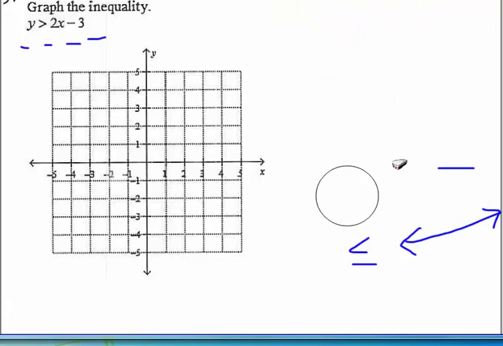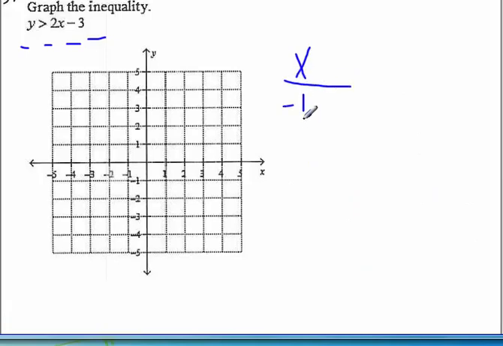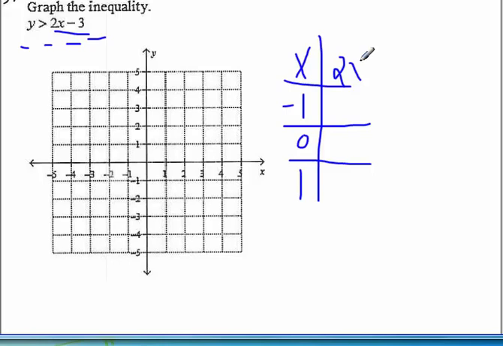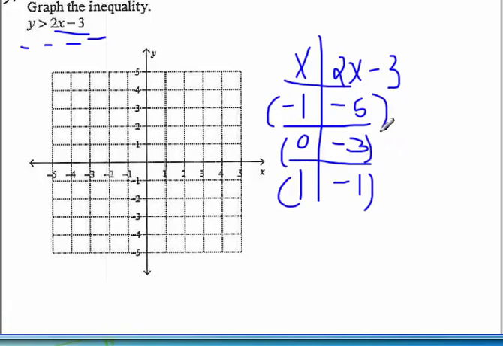So let's plug in some points, or use the slope and y-intercept, or maybe do both. We'll do both. We'll plug in -1, 0, and 1. So those are my favorites. And we plug them into the equation, 2x minus 3. So 2 times -1 is -2, minus 3 is -5. 0 times 2 is 0, minus 3 is -3. 1 times 2 is 2, minus 3 is -1. And again, you can work each one of those out right on your paper. I just want to do it mentally. Okay, so now we'll just plot them. So -1, -5, 0, -3, 1, -1.